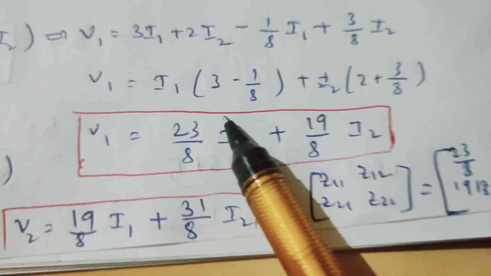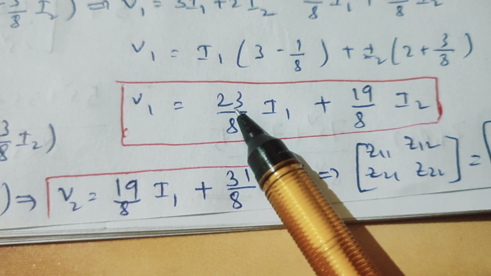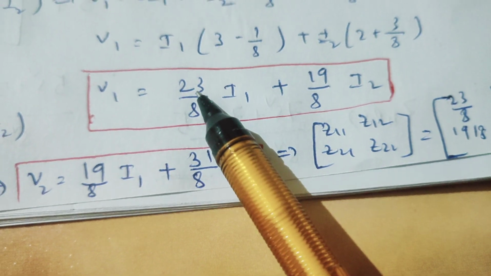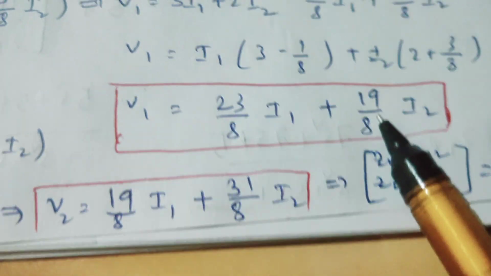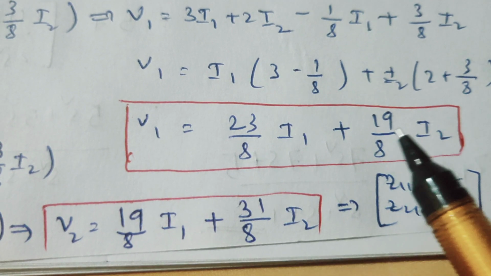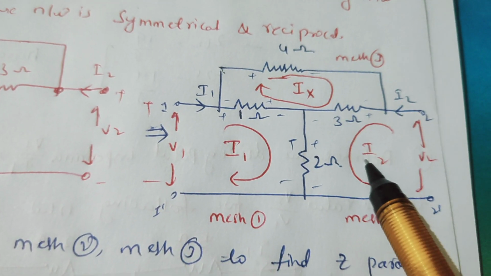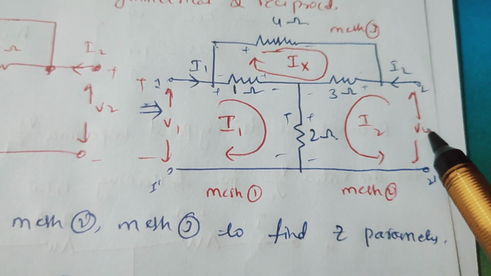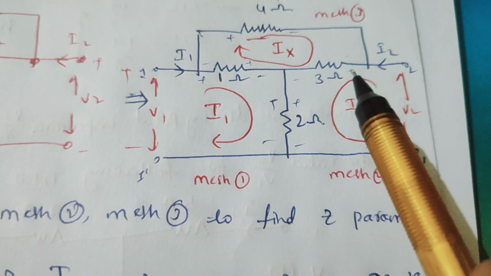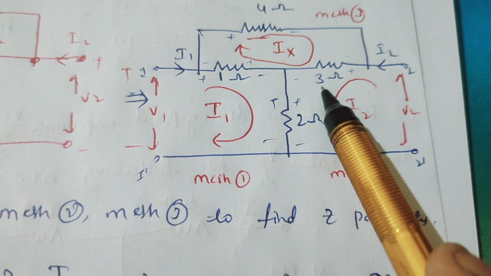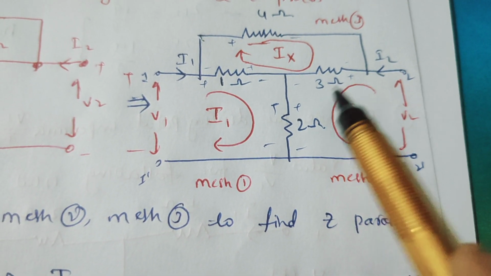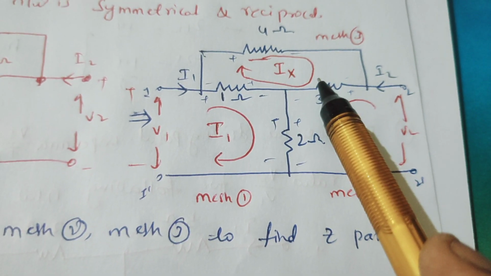So from here we can say it is Z11 I1, Z12 I2. So Z11 is equal to 23 by 8, Z12 is equal to 19 by 8. Similarly, apply KVL to this mesh 2. Applying KVL to mesh 2 means this voltage V2 is equal to the drop across this 3 ohms resistor. This 3 ohms resistor carries I2 current as well as Ix current.